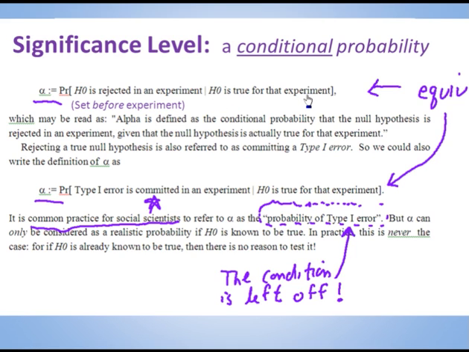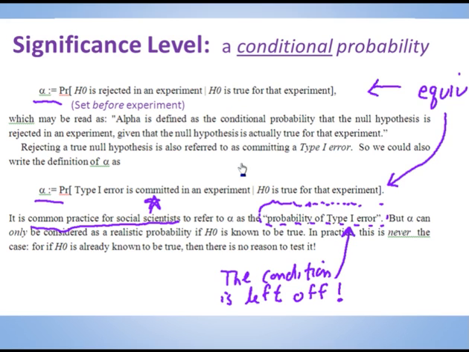Now, in fact, you never know whether the null hypothesis is actually true for that experiment. If you knew, you wouldn't be conducting the experiment. Okay, so this is a conditional probability based on a condition of which you are ignorant. Okay, so this can lead into trouble.